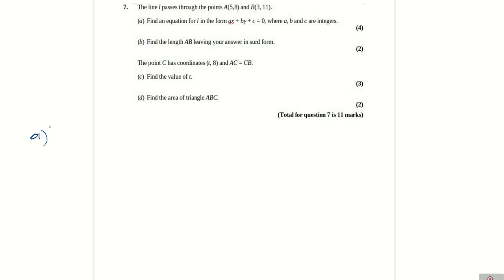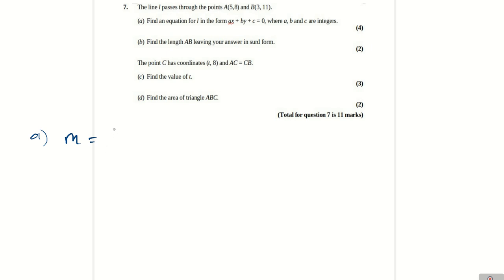We've got a line L which goes through 2 points. We've got to find the equation of the line. First thing to do is to find the gradient of the line. Now the gradient is the change in y divided by the change in x. Doesn't matter the order you do the subtraction as long as you're consistent between x and y.